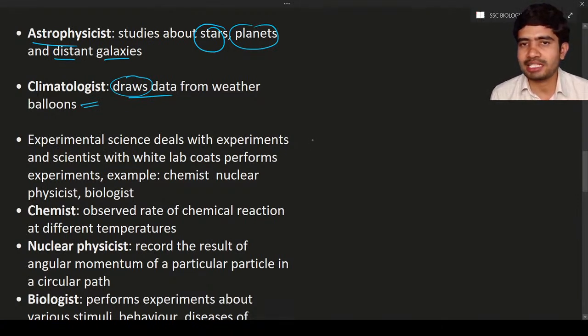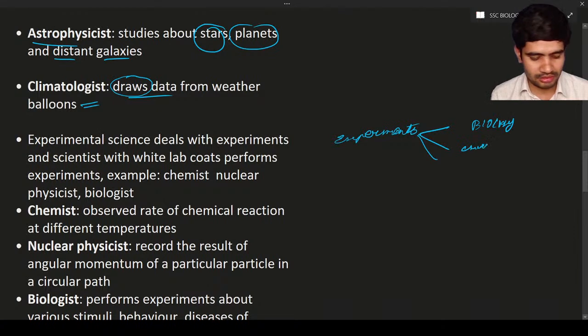They deal with experiments. Experimental science means any science or any subject that deals with experiments. That is known as experimental science. So what is meant by experimental science? Here you can see biology.